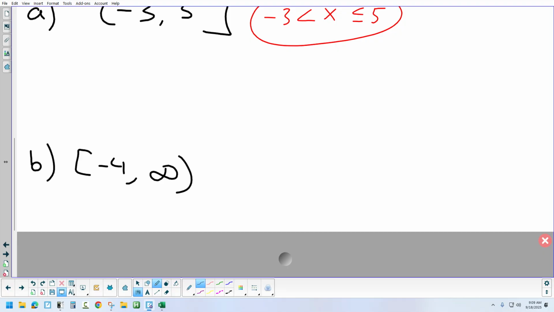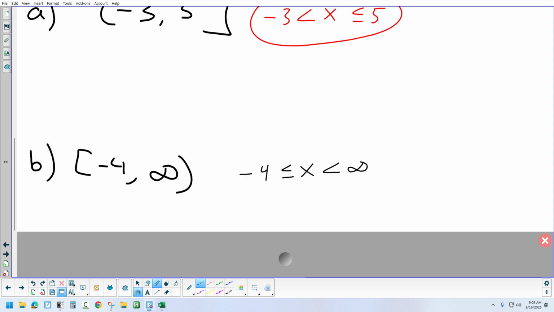X is usually the letter we use. You don't have to, but it's kind of the standard letter we'll go with. Anyone think they could write that as an inequality? Yeah. -4 is less than or equal to x, which is less than infinity. Okay. So technically that's right. Definitely that works.